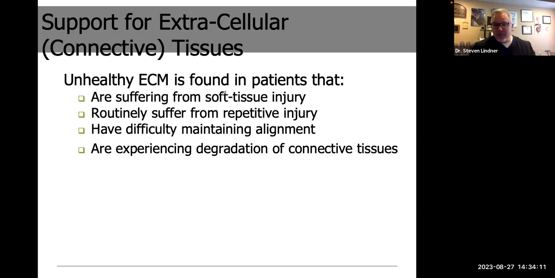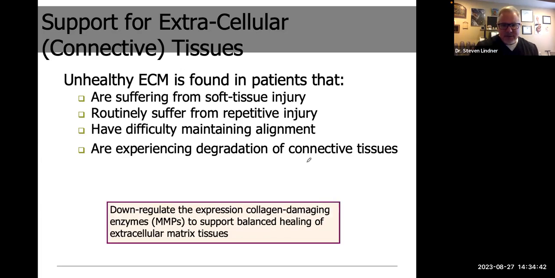So it can happen from a routine soft tissue injury, damage to the ECM, or repetitive injuries over and over and over again. It can happen with people that have poor posture, because good alignment is important. But if your alignment is off, all of your ligaments and tendons and muscles are being stretched. And when things are being stretched, we have a problem. Okay. That will involve degradation or a breakdown of different connective tissues.